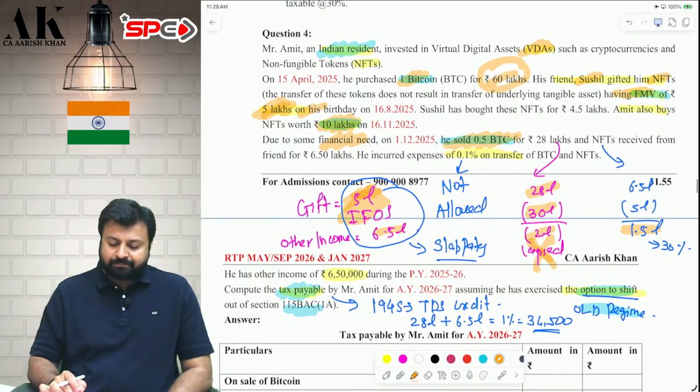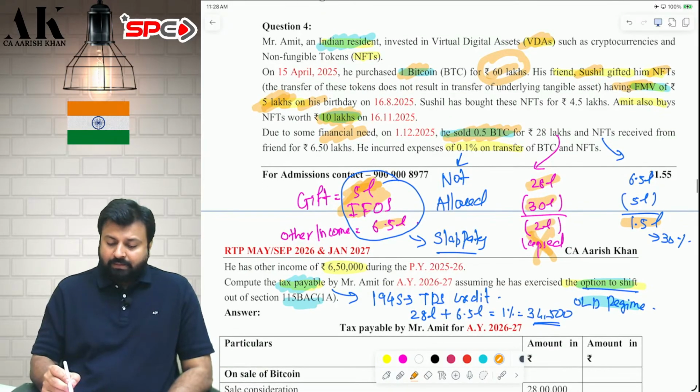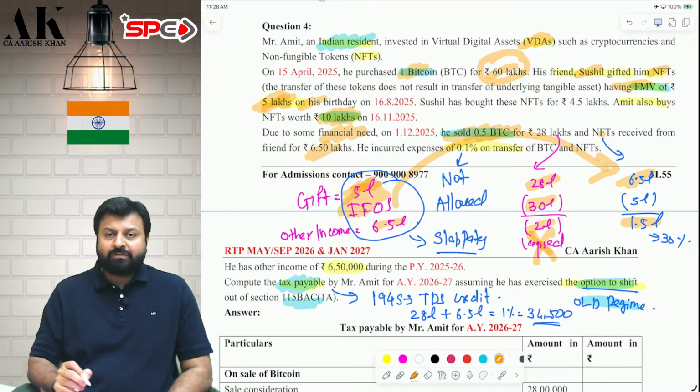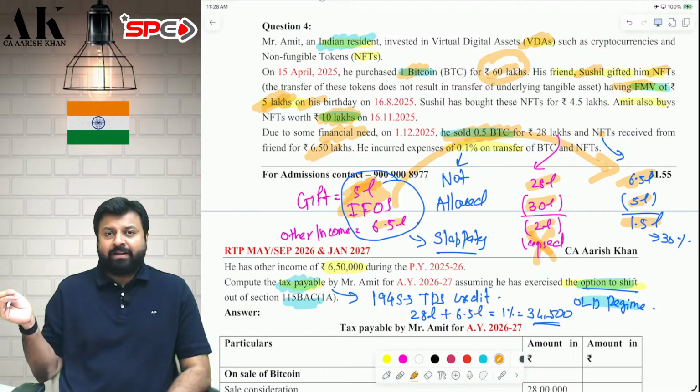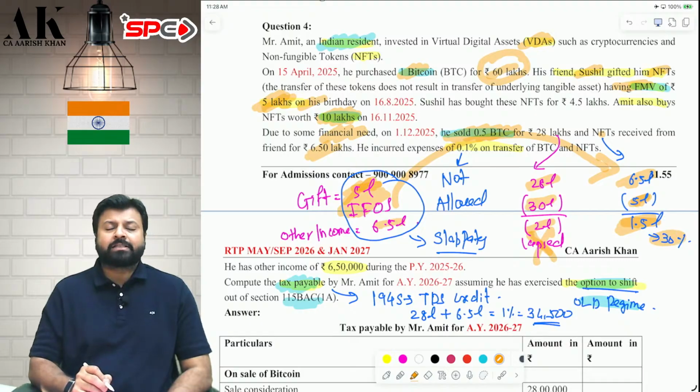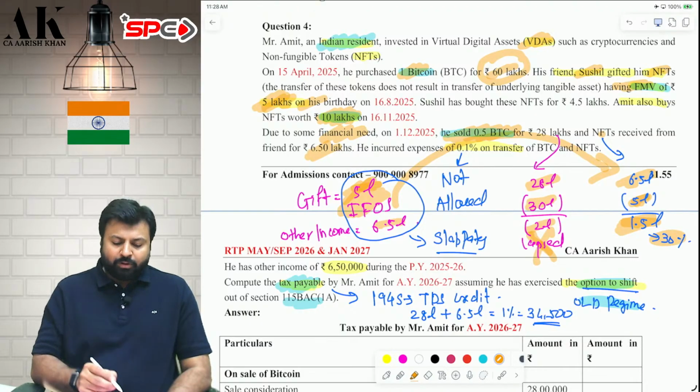Apart from that, this NFT which I have received as a gift from my friend, I am selling later on for 6.5 lakhs. So 6.5 lakhs will be the sale consideration of this NFT, and the cost of acquisition will be the FMV taxed under 56(2)(x), which is 5 lakhs. Therefore, this 1.5 lakhs will be subject to 30% tax. And one more thing, Amit also has some other income of 6.5 lakh.